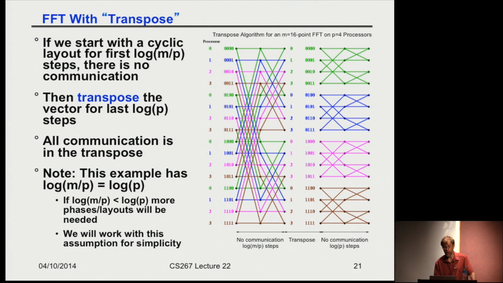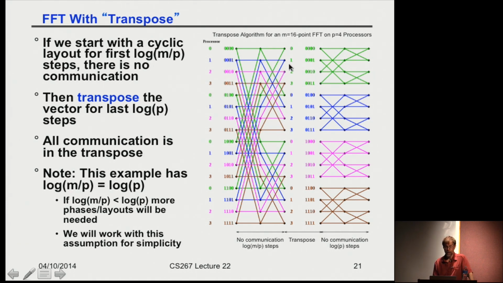So I'm going to start with a cyclic layout, run that for a while, no communication. Then I get to the point where it's ended. I have to communicate. And then what I'm going to do is transpose the data. I'm going to change all the data structure so it becomes blocked. And then I can run in an embarrassingly parallel way again. And everybody's just doing their local, highly tuned FFTs.